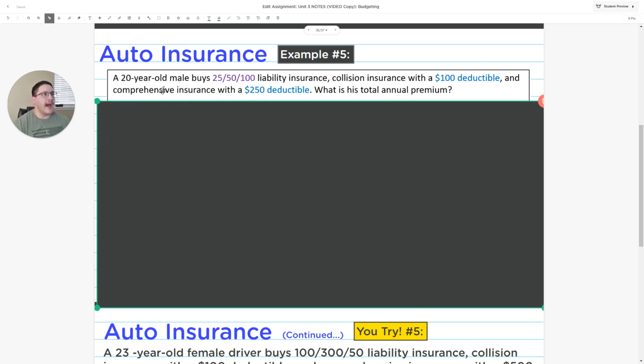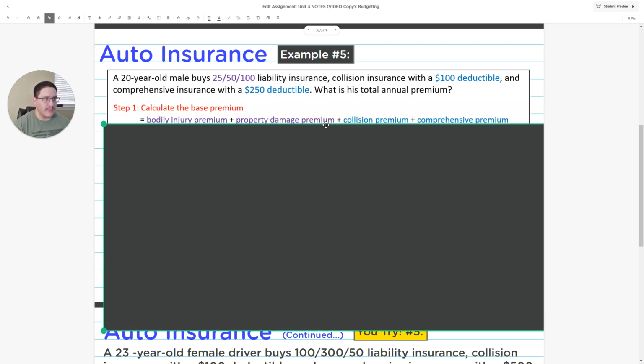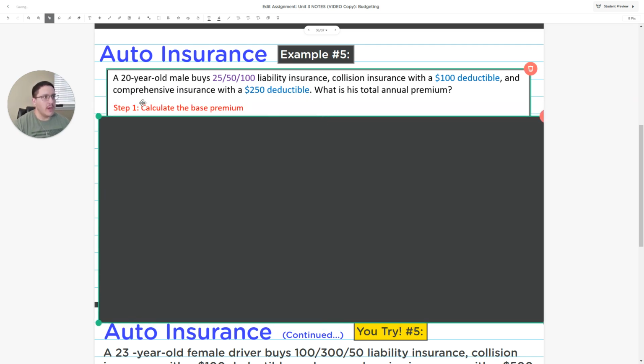Example 5. A 20-year-old male buys 25, 50, 100 liability insurance, collision insurance with a $100 deductible, and comprehensive insurance with a $250 deductible. What is his total annual premium? So we're going to calculate the base premium.